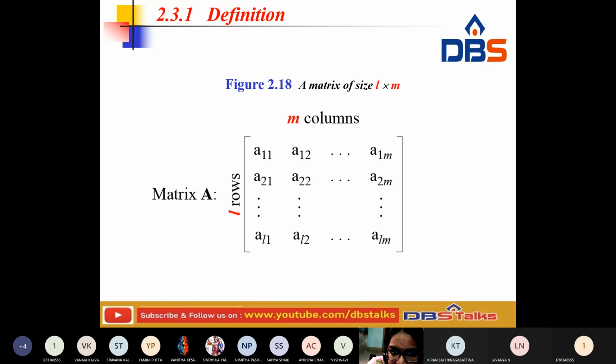Here it has L rows: this is the first row, second row, third row, fourth row, fifth row, and so on, up to the nth row. And it has m columns: this is the first column, second column, third column, fourth column, fifth column, and just like that we have m columns here. So we can say it is a matrix of size L by m.